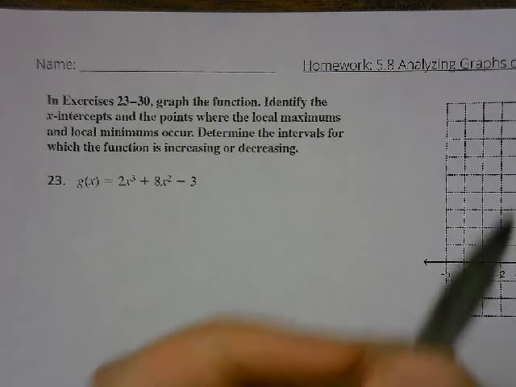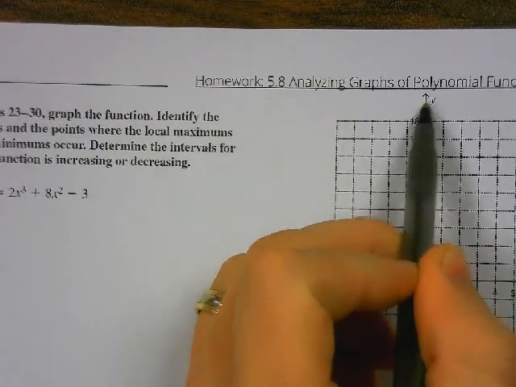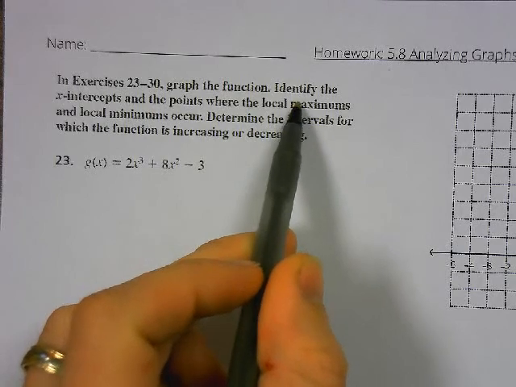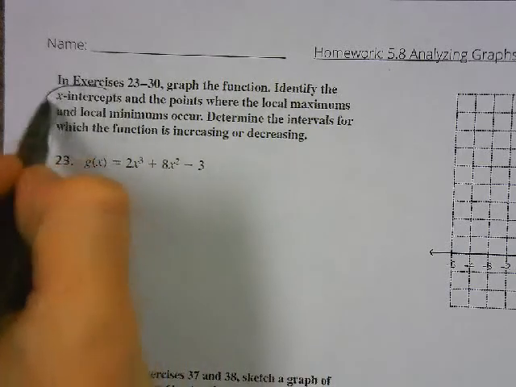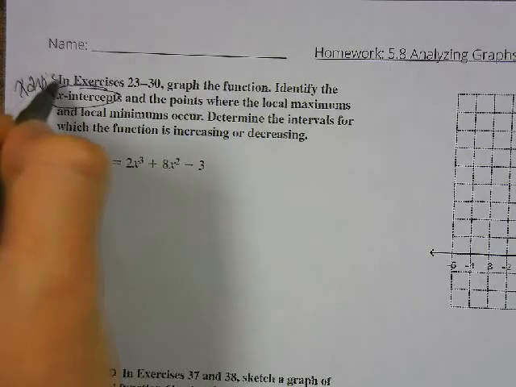Okay class, so today we're working on homework 5.8. This will be analyzing graphs of polynomials. A couple of things that they're asking for. You need to read the instructions to identify the X-Intercepts. That's where our graph crosses the X-axis.